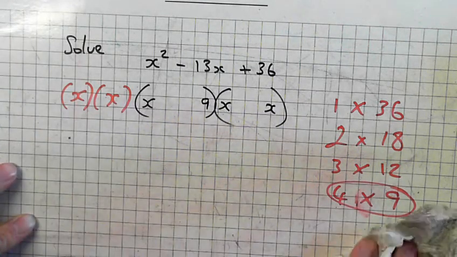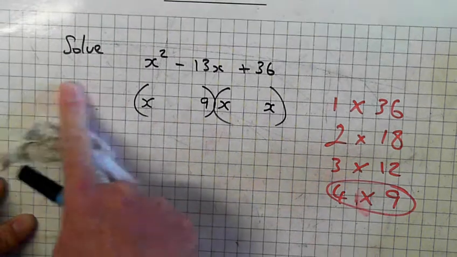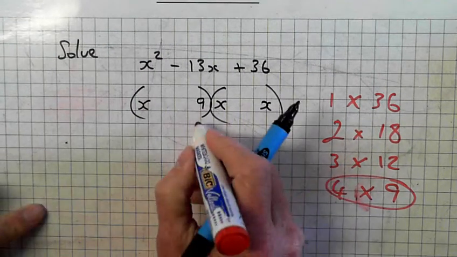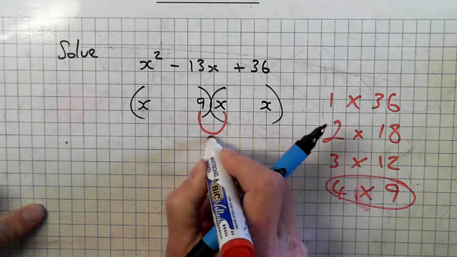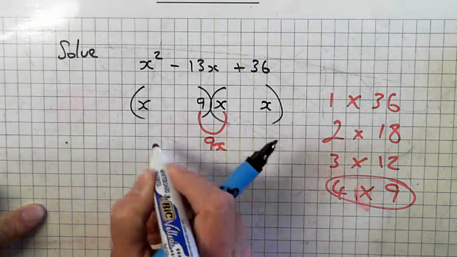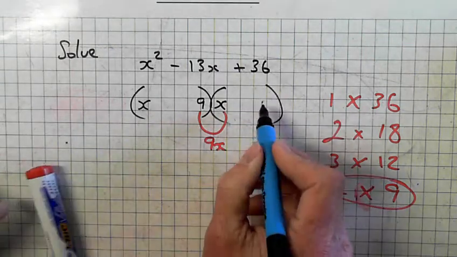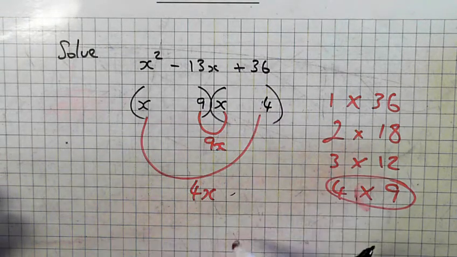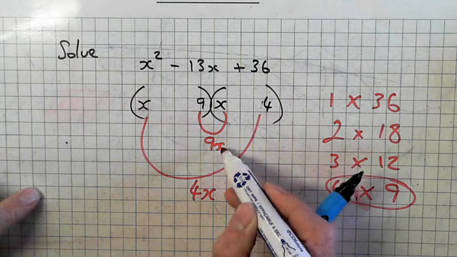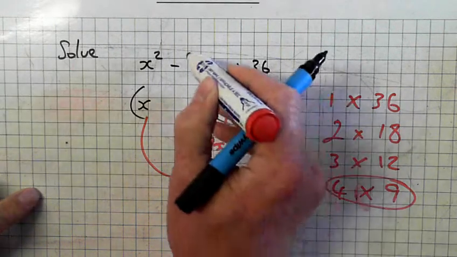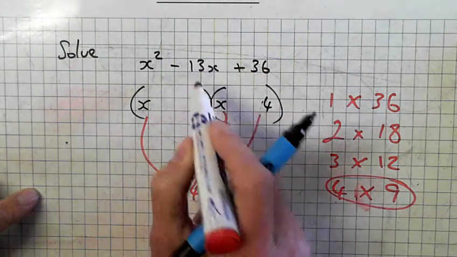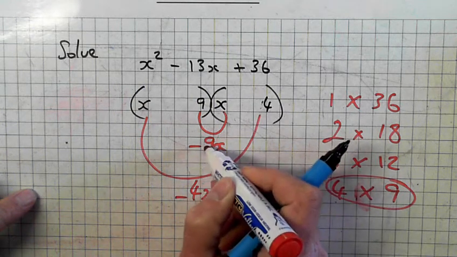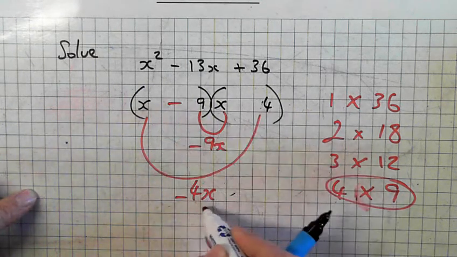Okay? So I'll just rub these out of the way. You put an x. So the check I do is 9 times x is 9x. Oh, sorry, 4 there. x times 4 is 4x. Will 9x and 4x add up to minus 13? No, I need a minus. Top sign goes left, the bottom sign goes right.